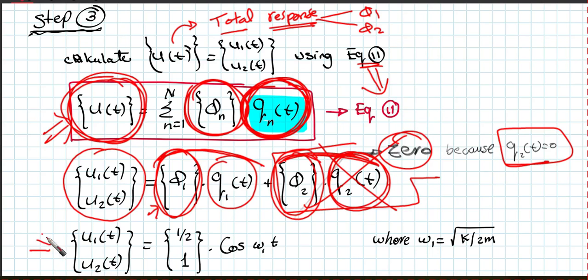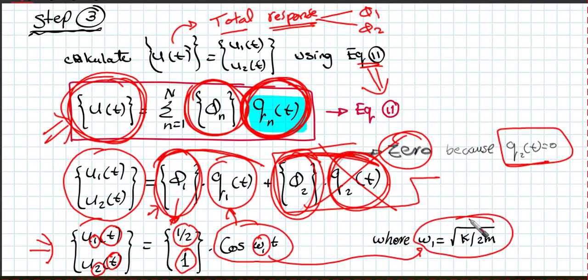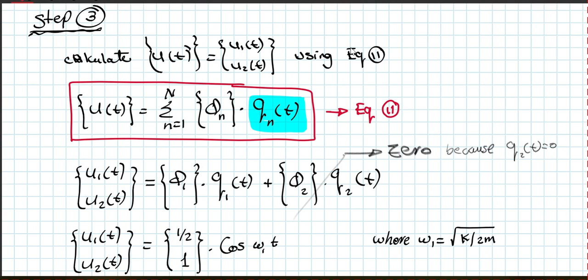That's it. So this means that we end up with the total response, u1 at degree of freedom 1 and u2 at degree of freedom 2 at any time, equals the vector half and 1, which is mode shape number 1, times cosine omega 1t, which is the modal coordinate corresponding to it. What is the value of omega 1? It is given to us at the beginning of the example. It equals the square root of k over 2m. I hope that we have understood now. Let's go to the next part.